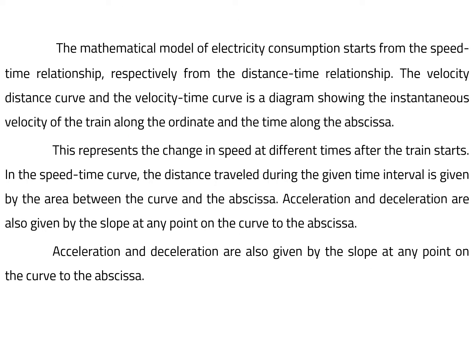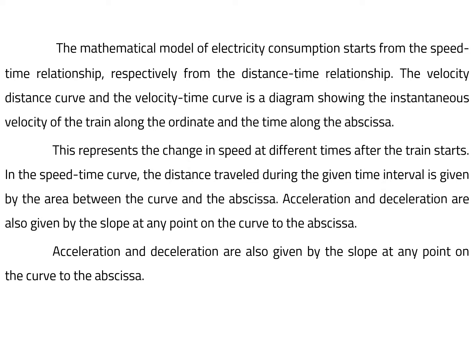The mathematical model of electricity consumption starts from the speed-time relationship, respectively from the distance-time relationship. The velocity-distance curve and the velocity-time curve is a diagram showing the instantaneous velocity of the train along the ordinate and the time along the abscissa. This represents the change in speed at different times after the train starts.